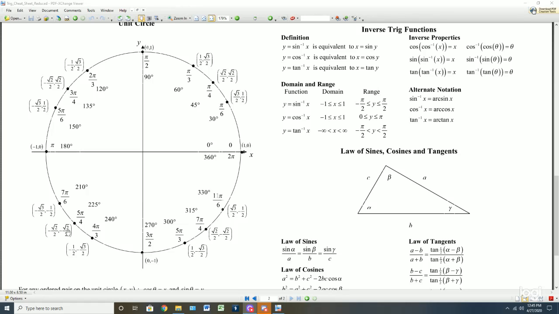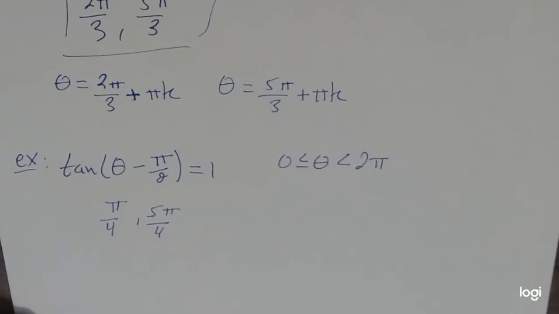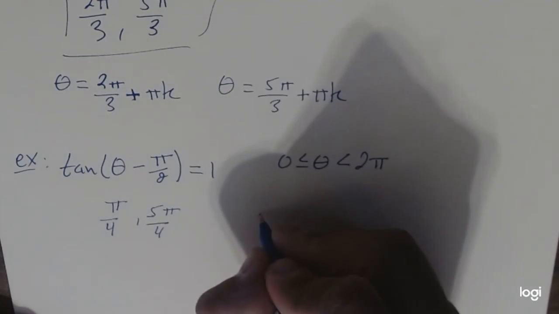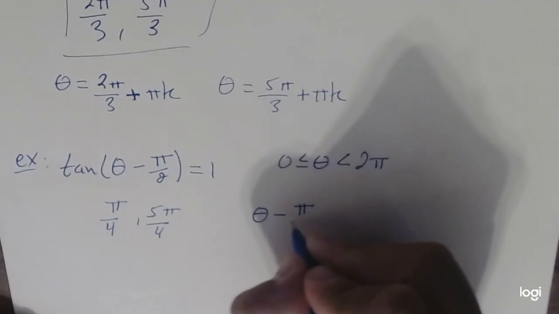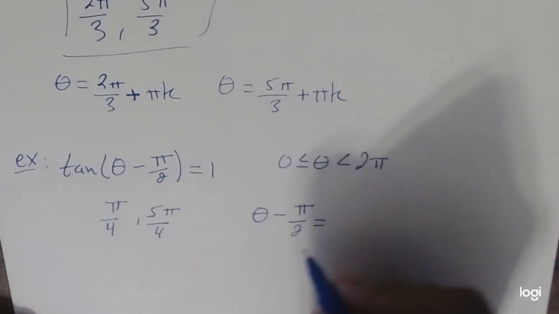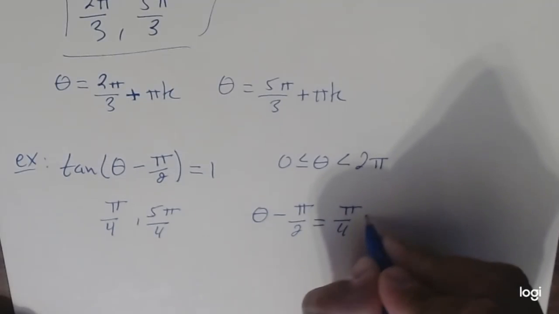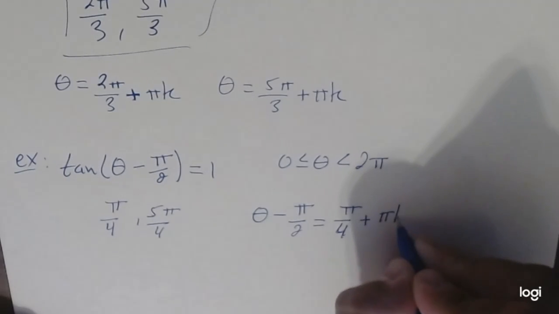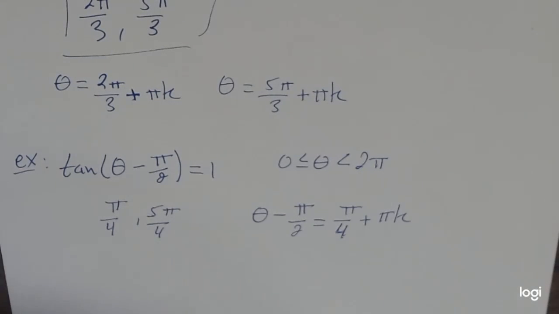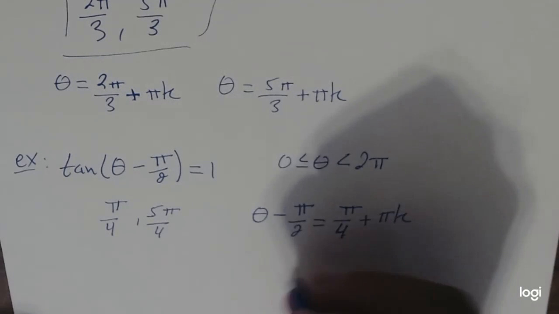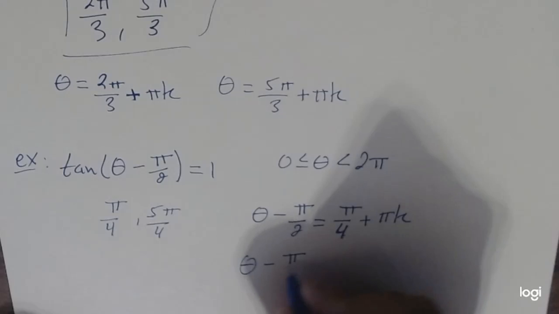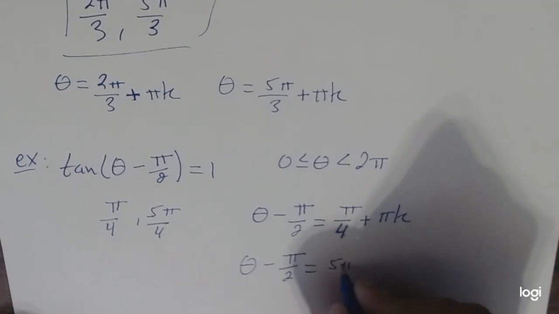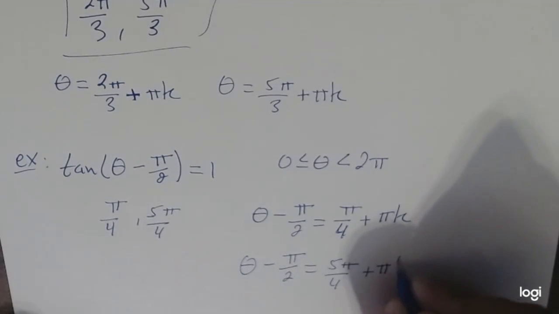Okay. All right, so we do that. So now we have this portion here. So let's see what's happening. So we have theta minus 1. So remember, the whole thing is equal, so this whole part is equal to now pi over 4 plus the period of it, which is pi times k. Right? And the same process on the other side. Theta minus pi over 2 is equal to 5 pi over 4 plus pi k.